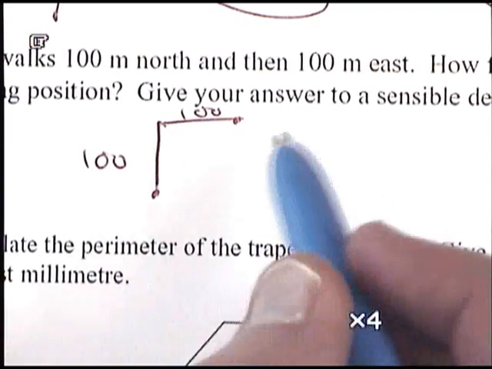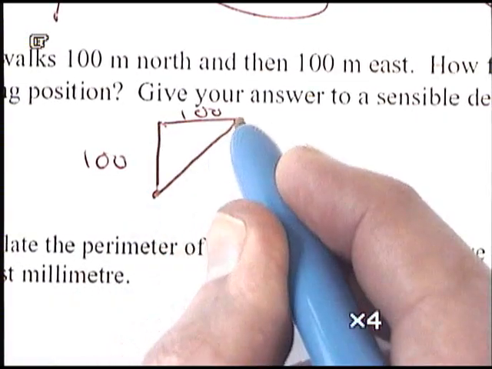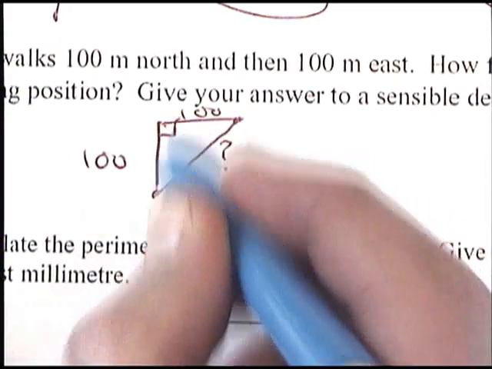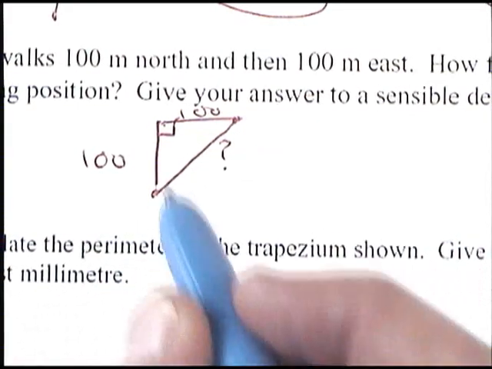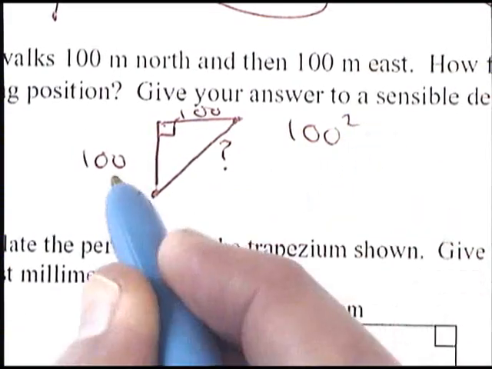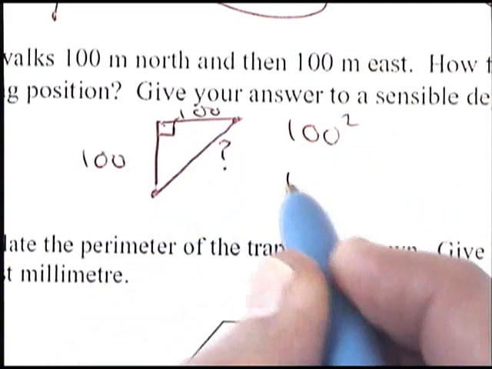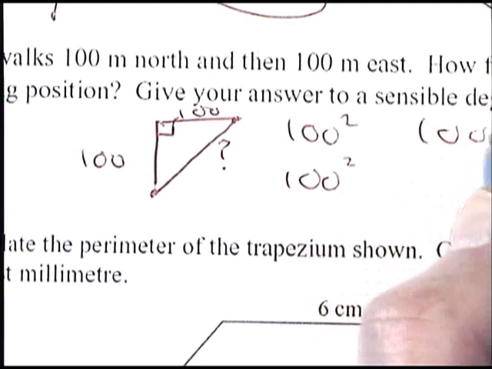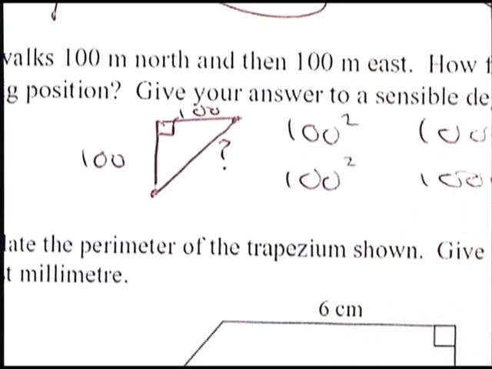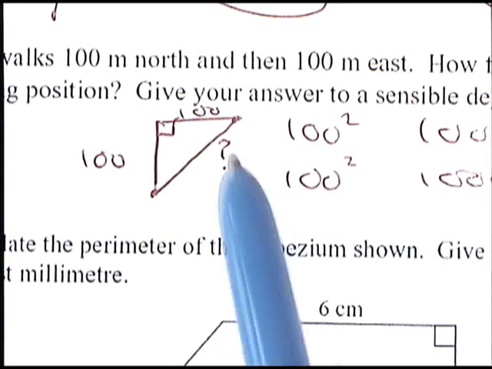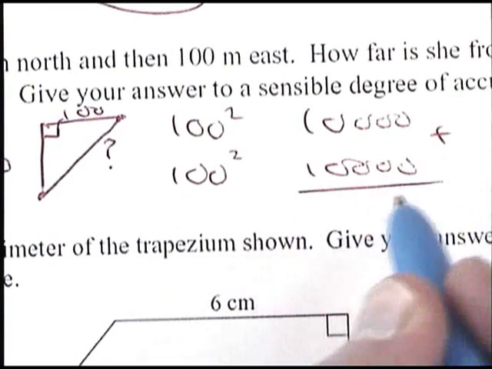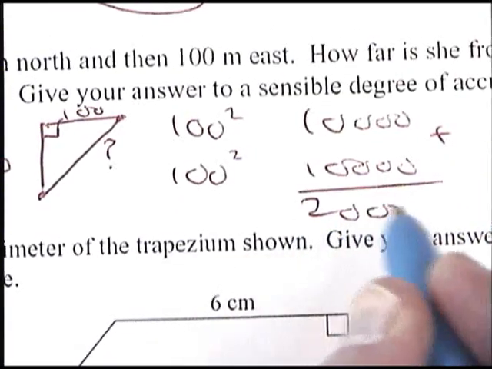They want you to know how far you are from your starting point, which is finding this distance here. I've got the question mark in. And again, it's a right angled triangle. Just like before, you do 100 squared, and another 100 squared. 100 squared is 10,000. Do I add those two together, or do I do a taking away? Finding the longest side, so I need to do an adding up. Add those together, I get 20,000.